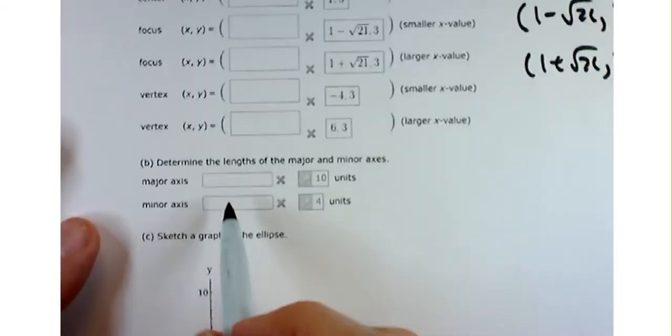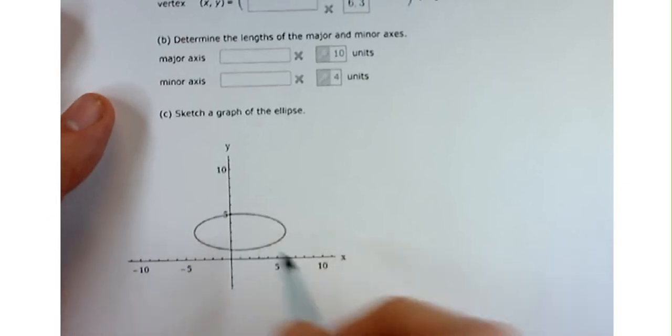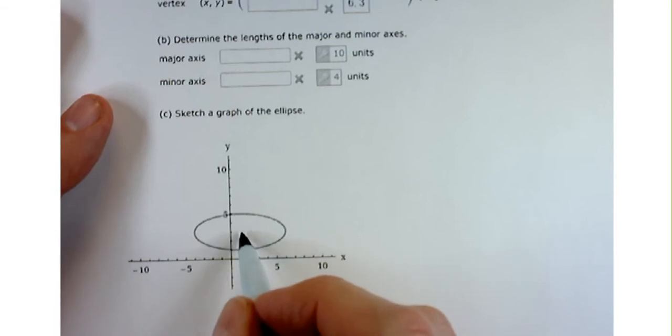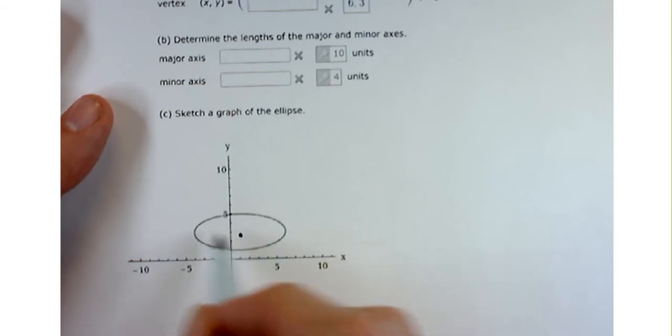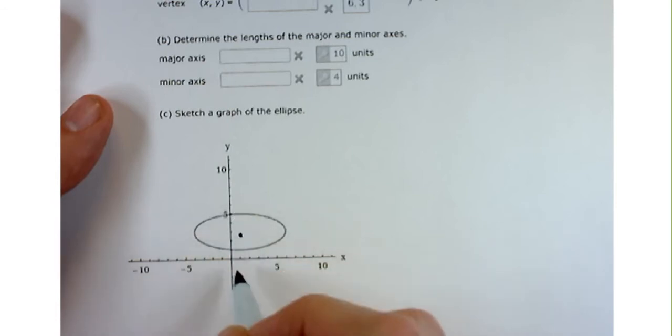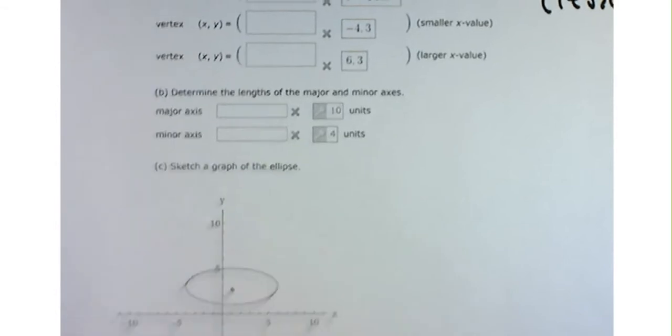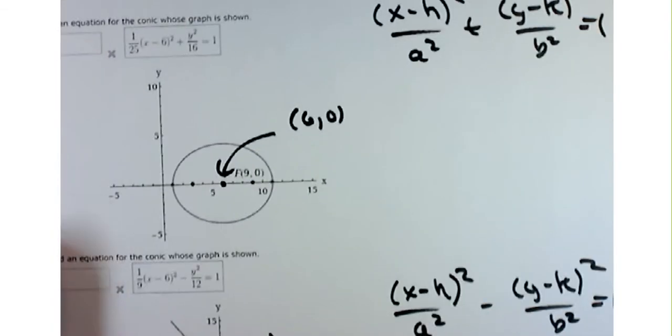Major axis, minor axis, that's just the length of these things. So here's your graph, 1 and 3. Yeah, 1 and 3, about right there. That distance is 10, that distance is 4. That's the length of your major and minor axes. Okay. Let's do another one.